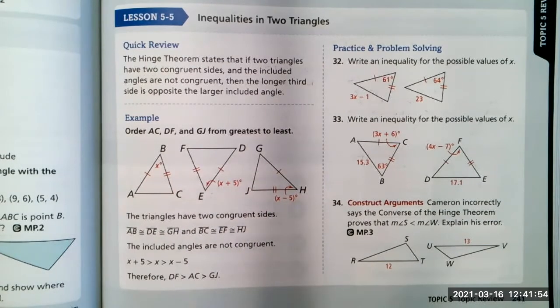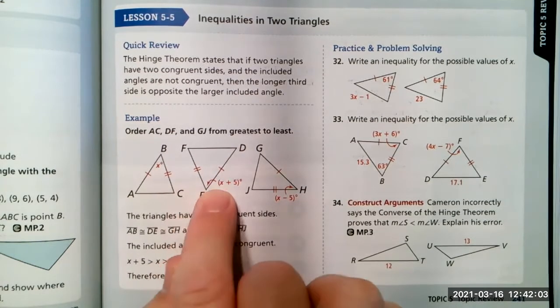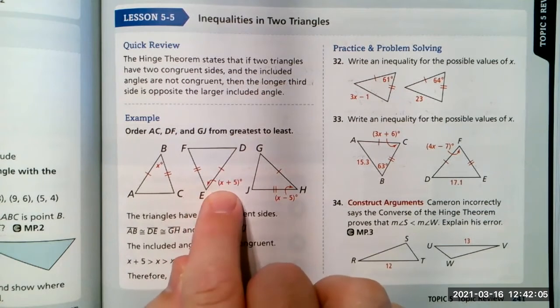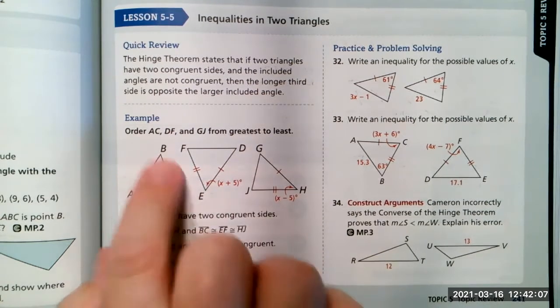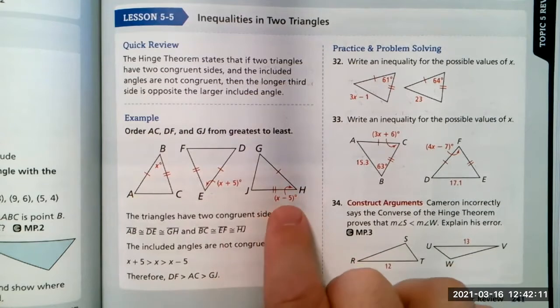So if we were ordering these from greatest to least, which is what they want, we would start with the biggest angle, angle E, because that's X plus 5. Then we would go to angle B because that's just X. Then we would go to angle H because that's X minus 5.